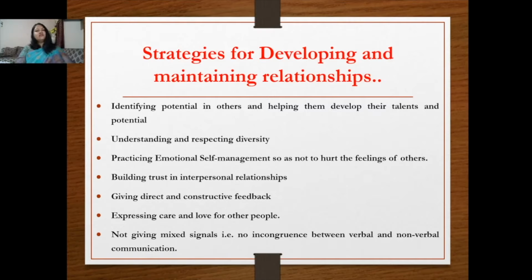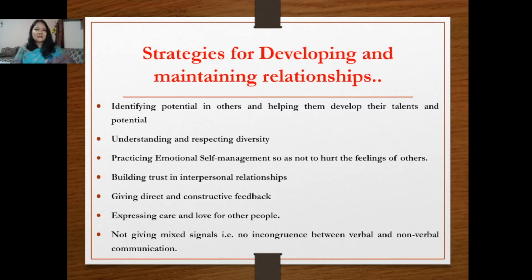What are the other strategies for developing and maintaining relationships? You identify potential in other people and help them develop their potential. Understanding and respecting diversity. We all understand that people are different in so many ways. So we understand things from their perspective and we try to bring in their perspective, and therefore that will really help us in our relationships. Practicing emotional self-management so as not to hurt the feelings of others. I was talking about anger, even anxiety or stress. If you're not able to manage your emotions, that may hurt your relationships also. So self-management is really important.